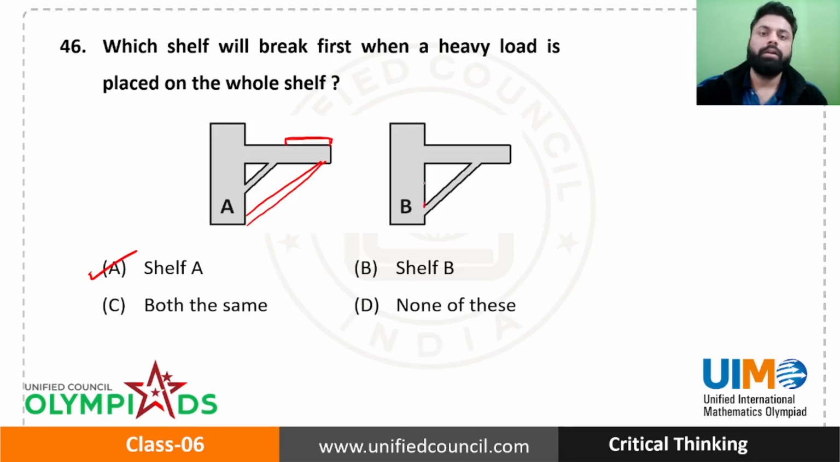It should be just close to the hinge that we are having, but it has to be exactly in between, so that it can hold the weight here, it can hold the weight here, and it can also hold the weight here. So shelf B is going to hold the heavy load, but shelf A is going to break first. A option is the correct answer.